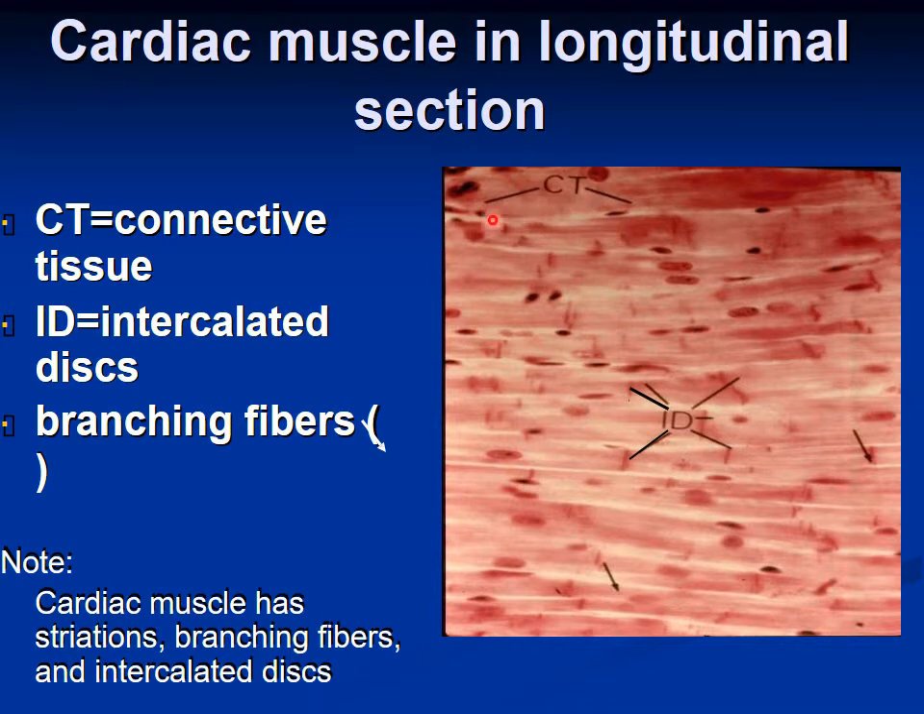So this is the connective tissue. These are the intercalated discs, and these are the branching patterns of the cardiac muscle. So cardiac muscle has striations, branching fibers, and intercalated discs, and due to the presence of these intercalated discs, they contract as a single contractile unit, as a syncytium.